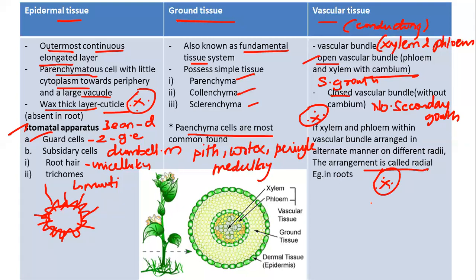That's enough. No need to worry about deeper things, right? So this is enough for your NEET examination. You can see here xylem and phloem, which are present inside the vascular tissue. The cortex region is covered with ground tissue, and the outermost layer is called dermal tissue, or epidermal tissue, right?